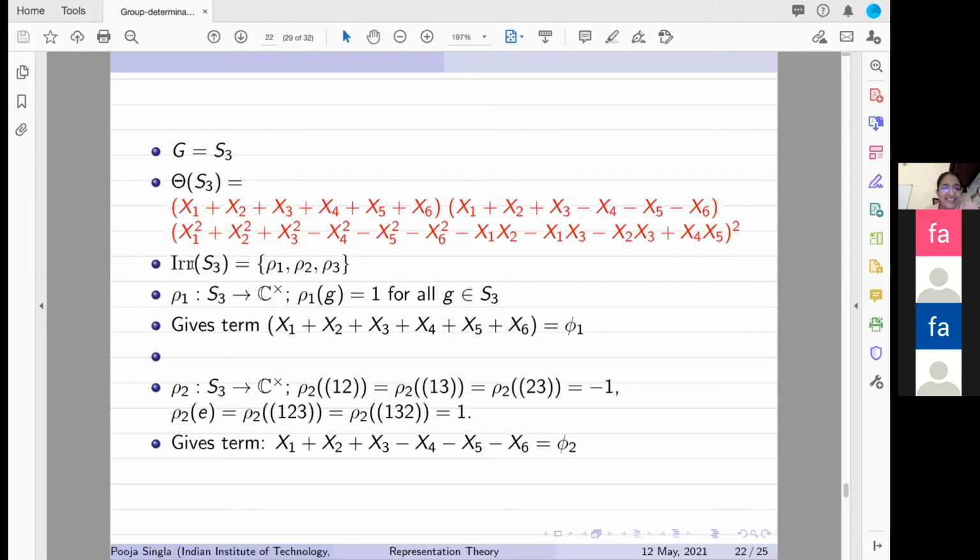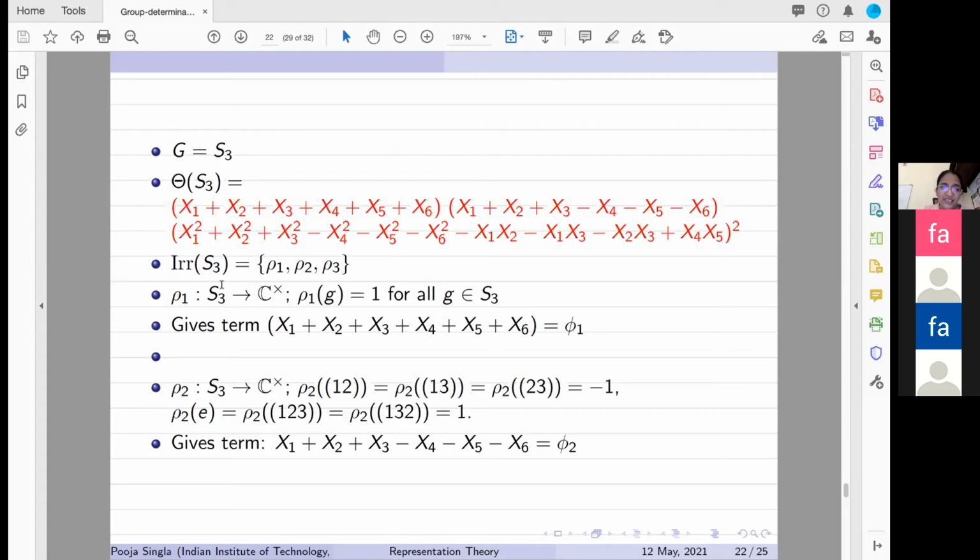Of course, I'm going to assume certain things here, some information, but not much. Let's define: I am going to tell you all irreducible representations of S3, because I need that. I tell you the irreducible representations of S3 are rho 1, rho 2, rho 3, and I tell you what rho 1 is, what rho 2 is, what rho 3 is. We will substitute and check whether this works or not.